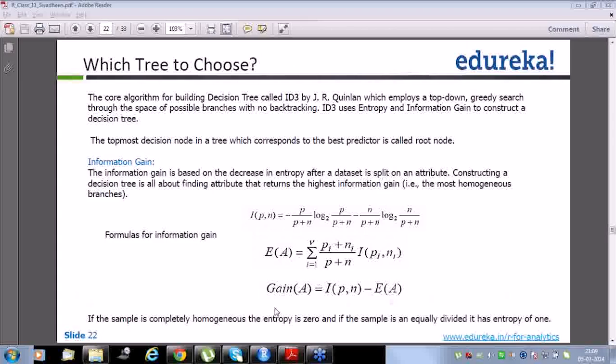Then how do we calculate that information gain and entropy? So this is the formula for entropy. Right, can't understand. Let me tell you. Okay, let me repeat.